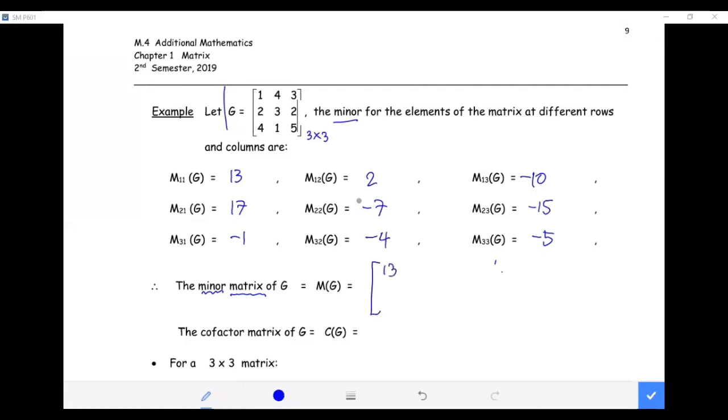First one, 13, right? Next one, 2. Next one, negative 10. Next one, 17. Next one, negative 7. Next one, negative 15. Next one, minus 1. Next one, minus 4. And the last one is minus 5. So the minor matrix is finished. Next one is the cofactor matrix. Easy. I tell you, it's so easy.